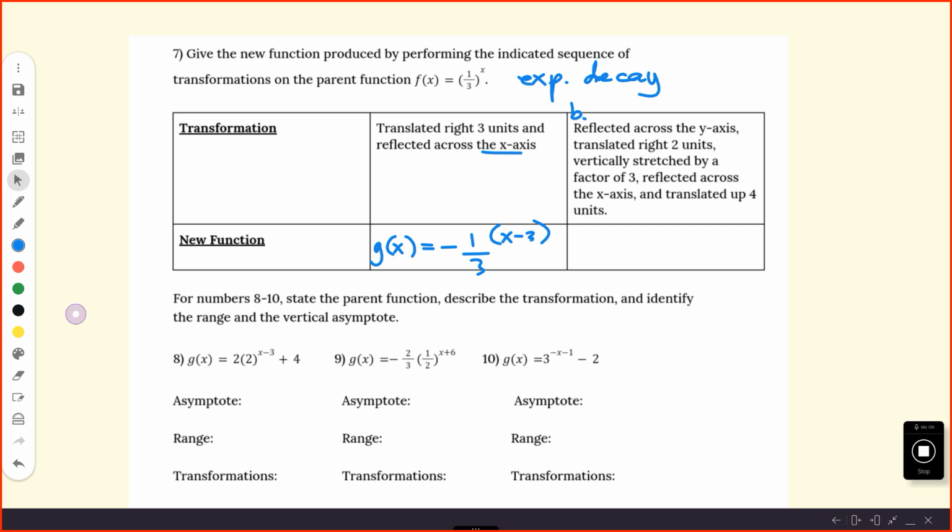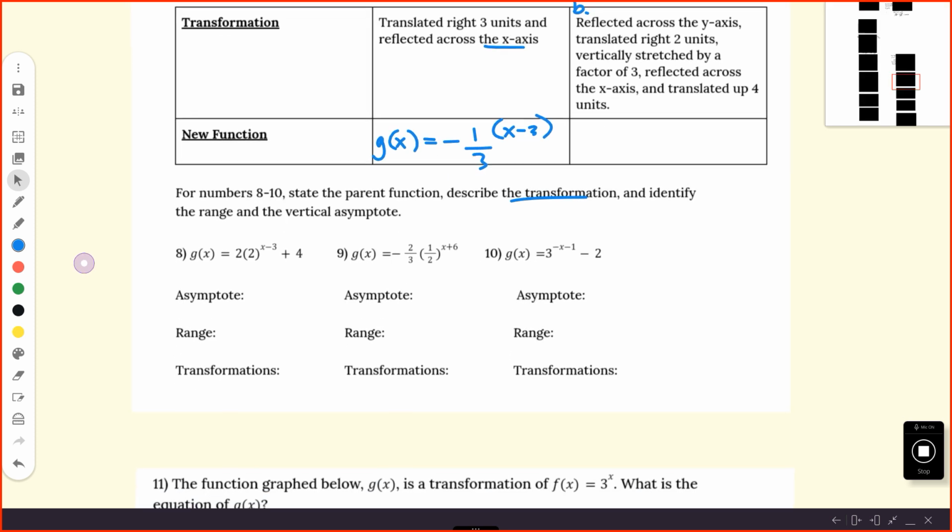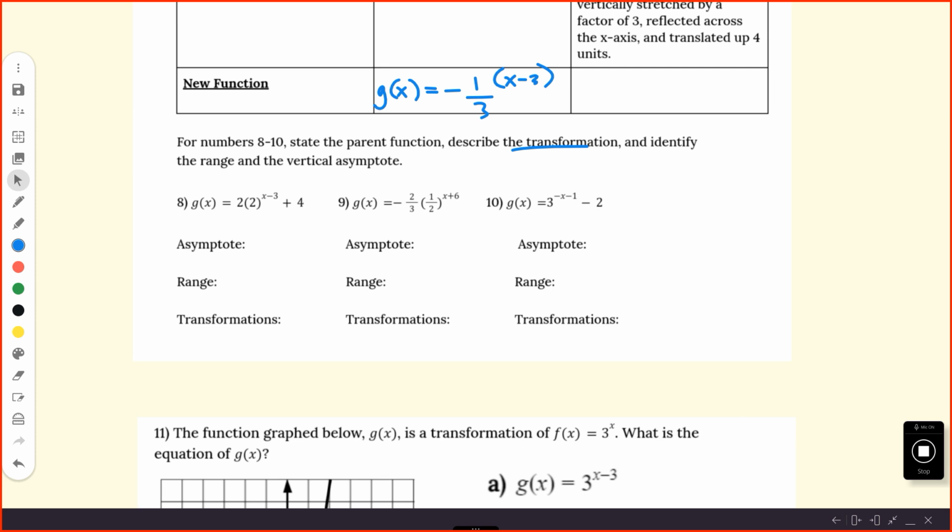Okay, so for the next part, we're going to state the parent function, describe the transformations, and then identify the range and the vertical asymptote. We use the transformations and an asymptote to find the range, right? Okay. So what is the parent function for number 8? Y equals 2 to the x.